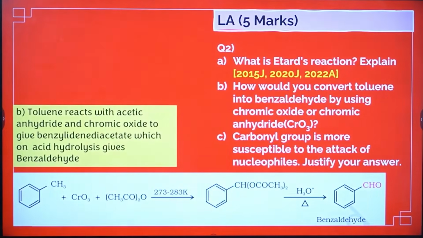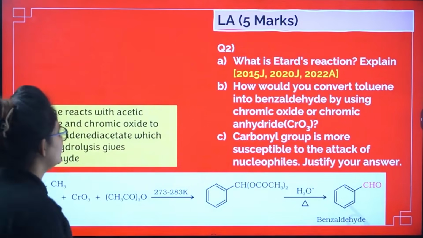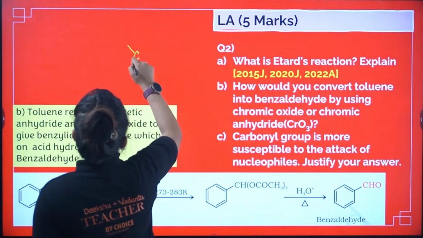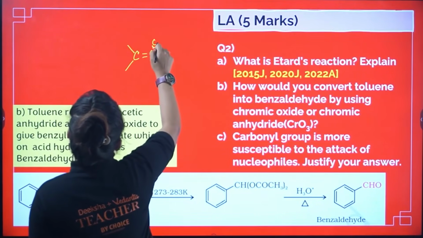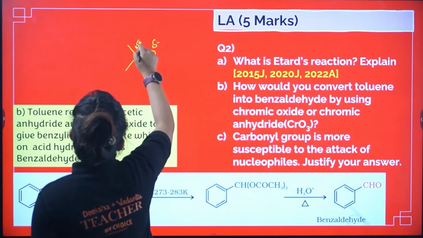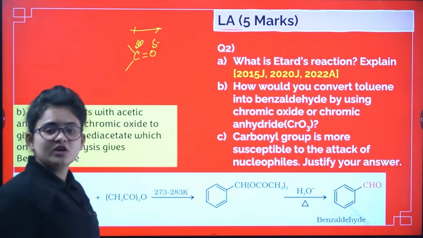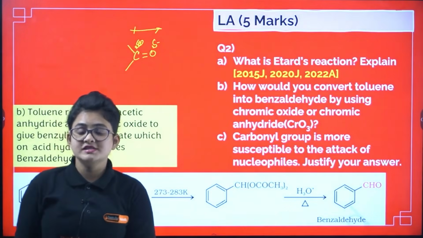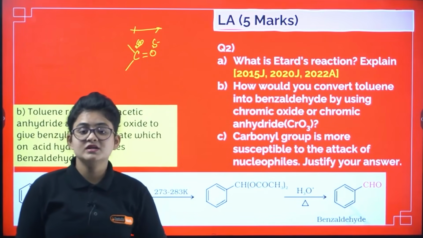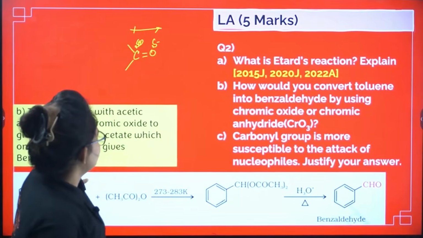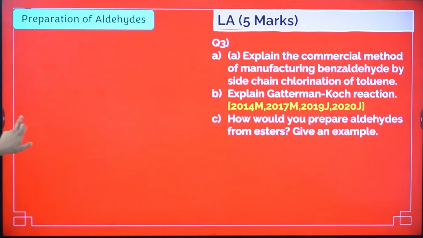Next, the carbonyl group is susceptible to attack by a nucleophile. Justify your answer. So let me just show you. This is your carbonyl unit, right? This oxygen, being electronegative, pulls the electron cloud density from the bond towards itself, so the bond dipole moment direction is towards oxygen, making the carbon electropositive and susceptible to nucleophilic attack. I guess it's clear to you. Let's proceed.